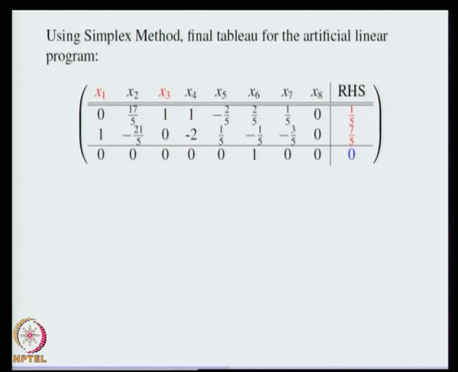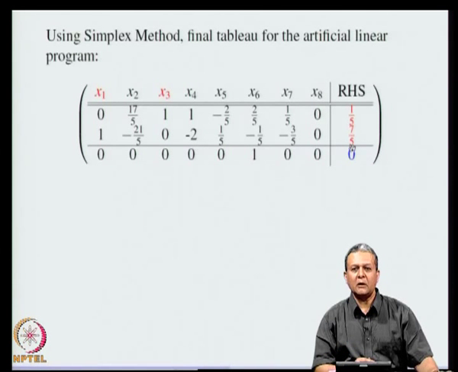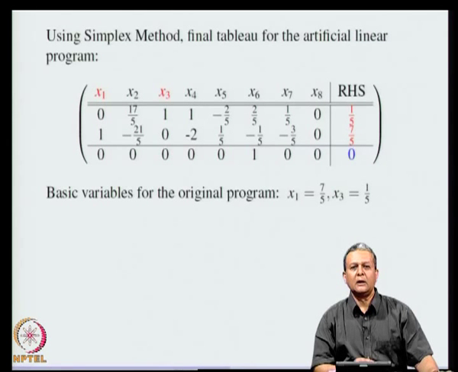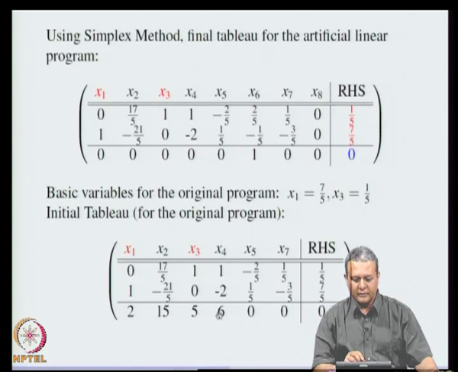After doing the simplex iterations, the final tableau that one gets is shown here, where the variable x3 has a value 1 by 5 and the variable x1 has a value 7 by 5. Because the optimal objective function value of the artificial linear program is 0, we use this basic feasible solution as the initial basic feasible solution for our linear program, and these are the basic variables. The initial tableau for the original program with all the costs considered would look like this.